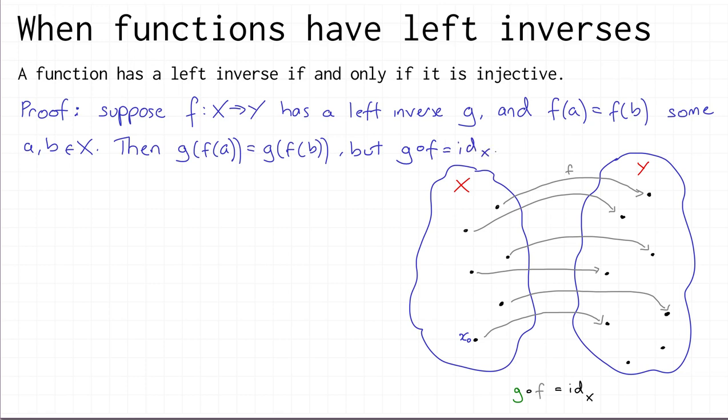So because g is a left inverse, what it means to be a left inverse is that g composed with f is the identity on the set X. So what we get out of this, because g composed with f is the identity, g of f of a is just a again, and g of f of b is just b again. So we supposed that f of a was equal to f of b for any two elements a and b in X, and we've proved that a has to be equal to b. That shows that f is injective.